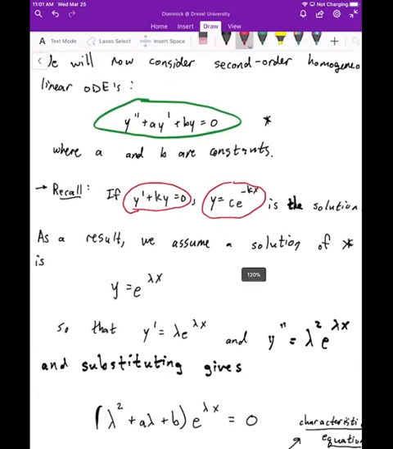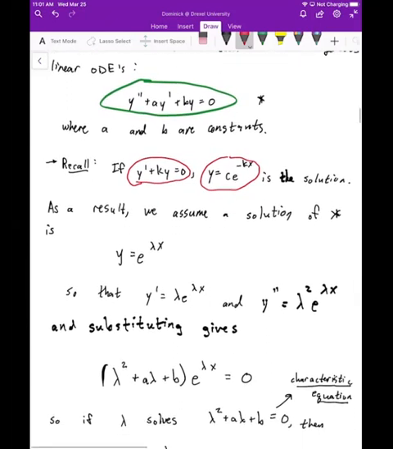So the idea is we're going to assume that our solution is of the form y equals e to the lambda x. Of course, now when you differentiate an exponential, you are essentially going to copy and paste what you started with, and then multiply by the derivative of the exponent. So in that case, y prime will just be lambda times e to the lambda x, and your y double prime would be lambda squared times e to the lambda x.